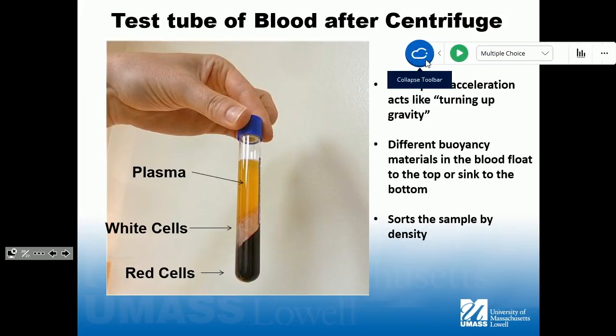By a show of hands, how many people in this class have actually used a centrifuge? I figured more than me. But we all know what a centrifuge is, right? What's it supposed to do? Separate blood components based on weight.